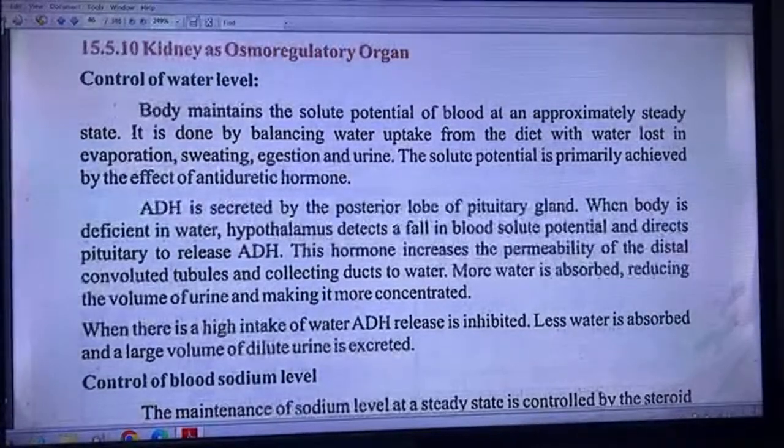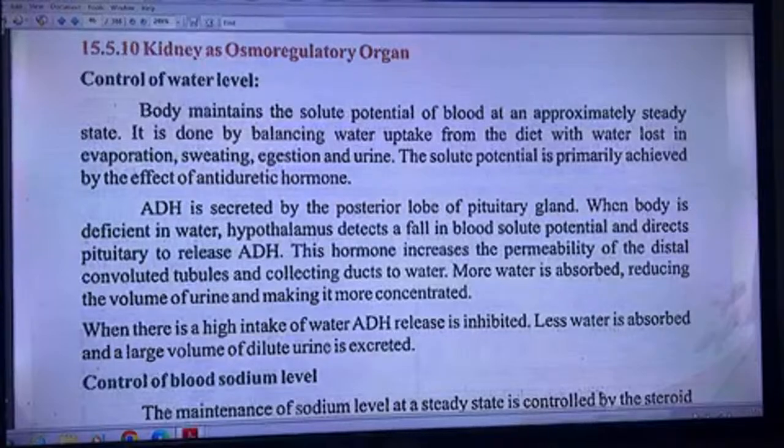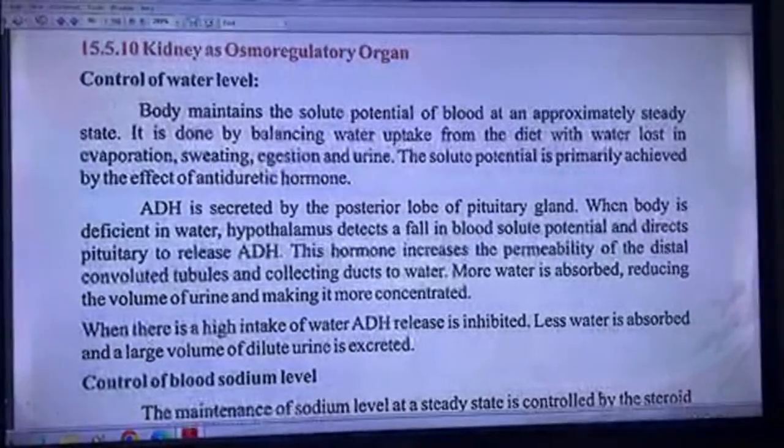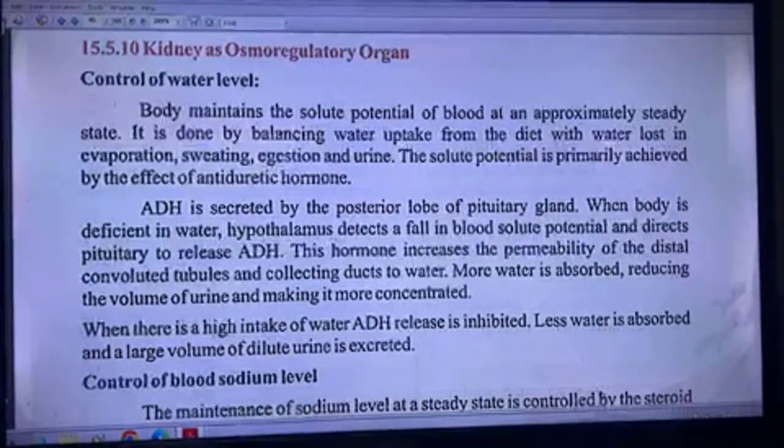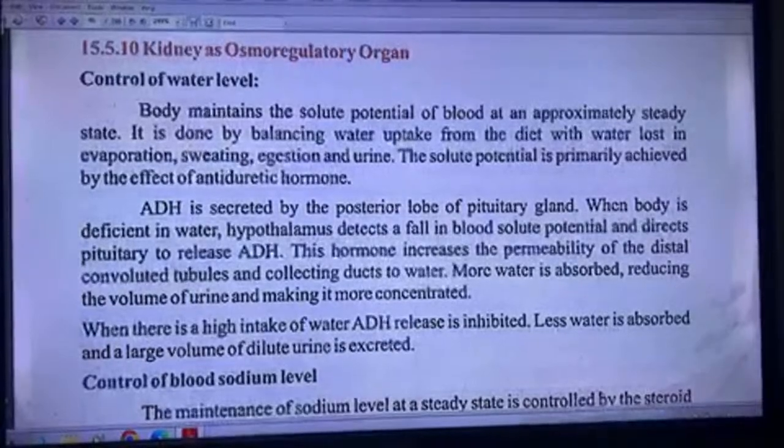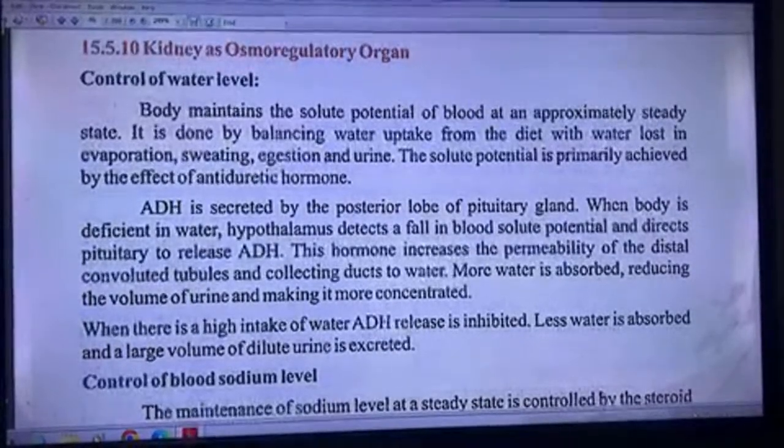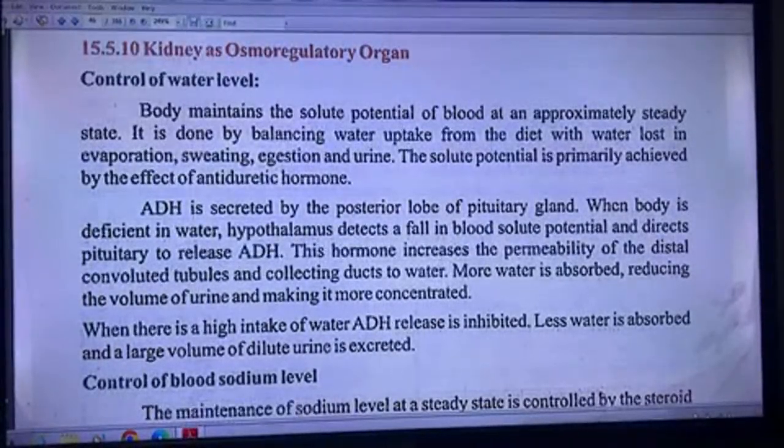ADH is secreted by the posterior lobe of the pituitary gland. When the body is deficient in water, the hypothalamus detects a fall in blood solute potential and directs the pituitary to release ADH. This hormone increases the permeability of the distal convoluted tubules and collecting ducts to water. More water is absorbed, reducing the volume of urine and making it more concentrated.